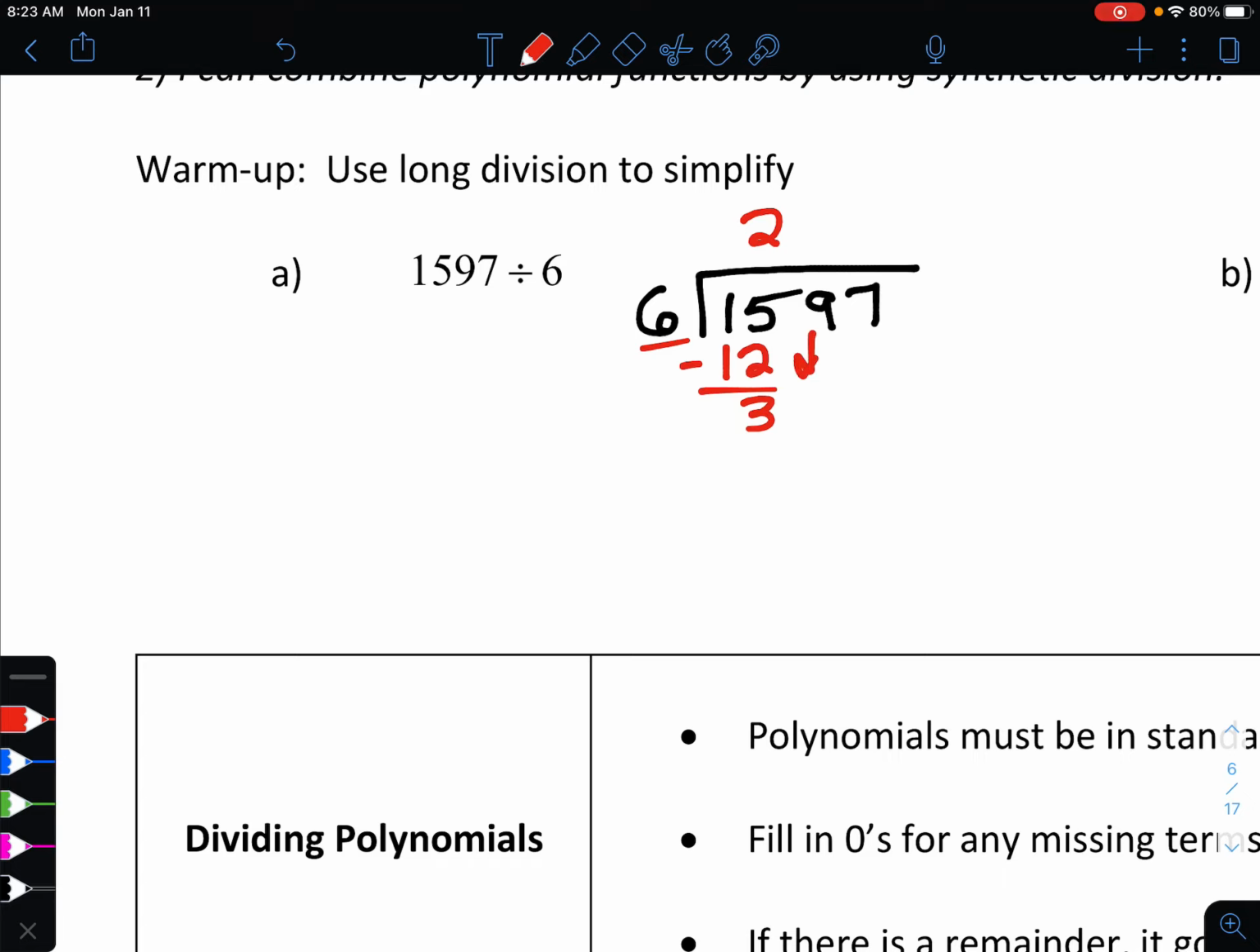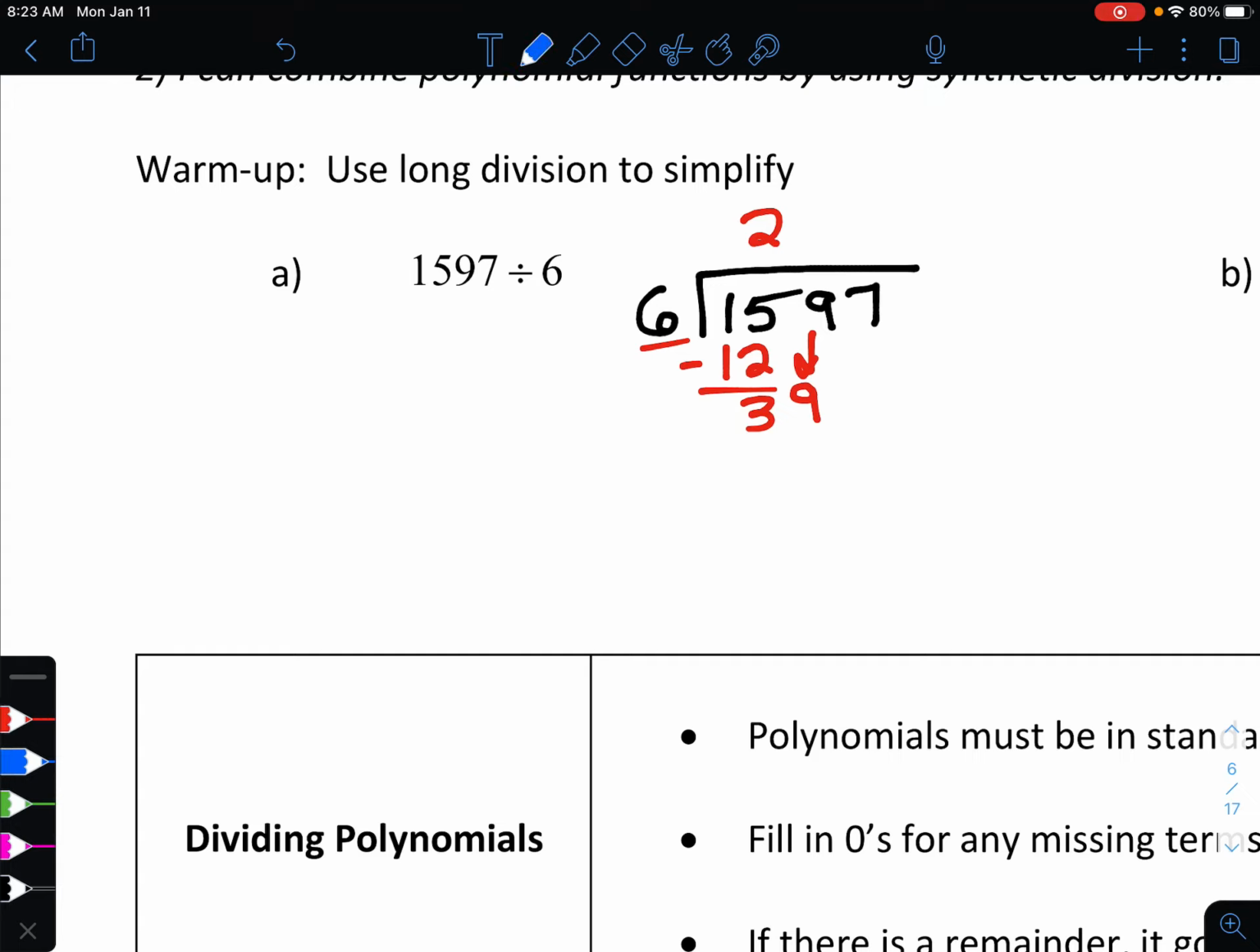Then you bring down your 9, and maybe if you had forgotten how to do this, it's starting to come back to you. Probably something you haven't seen since elementary school, and believe it or not, it's something we're going to use not only in Algebra 2, but in future classes as well. But now we're going to repeat the process.